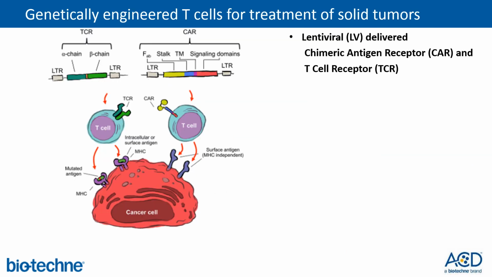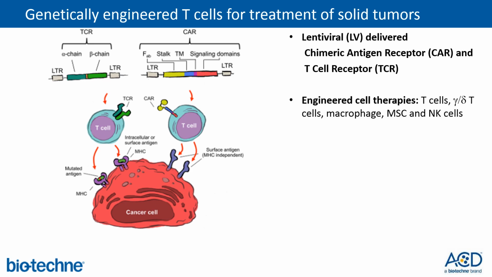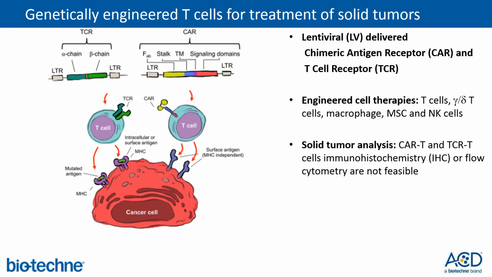To provide a little bit more context, the cell therapies, again, are typically based on lentiviral transduction. Lentiviruses are carrying either chimeric antigen receptors or T cell receptors that target antigens on a tumor population. While T cell therapies are the primary type of cell therapy, some other kinds that are being developed are macrophage-based or NK cell-based, mesenchymal stem cell-based, and gamma delta T cell-based. In all cases, they are going to be engineered to express either a CAR or a TCR.